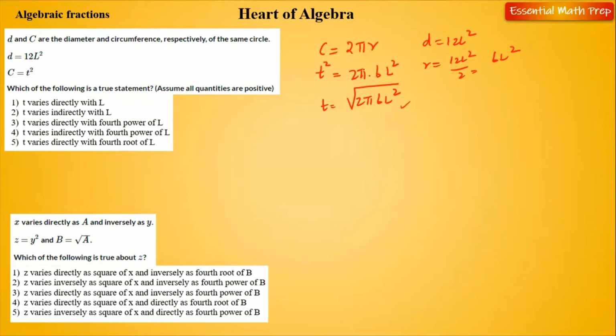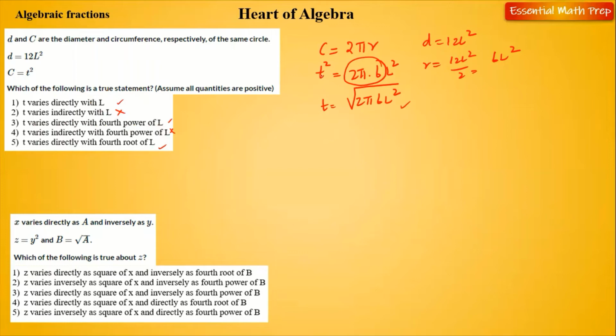Well, all of these are constants in this expression. You do not even need to worry about that. You only have to focus on this. If you leave T as a square, then whether you take the square or not, it's a direct relationship. So anything with indirectly is incorrect. So it'll leave you with just these 3 answer choices: directly with L, T varies directly with the 4th power of L, T varies directly with the 4th root of L.